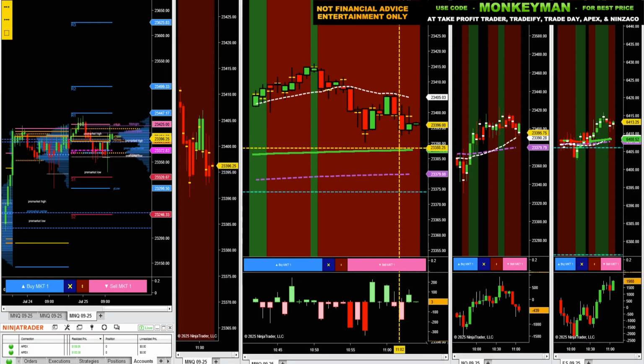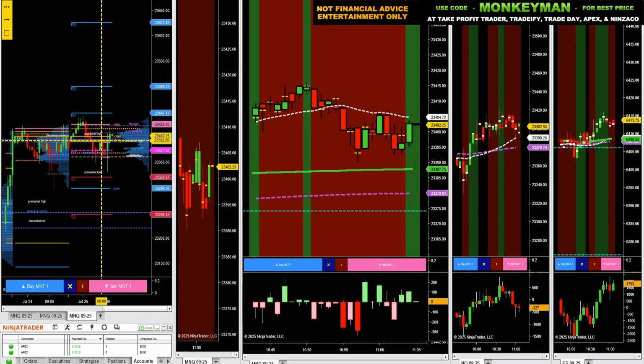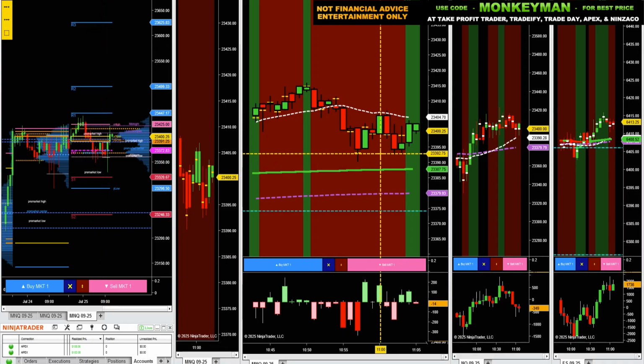I saw a VWAP coming up, 250 SMA, previous day VWAP close, and we were right at yesterday's close and the current day open, as well as a previous day point of control. So I had a big cluster of key levels right there.